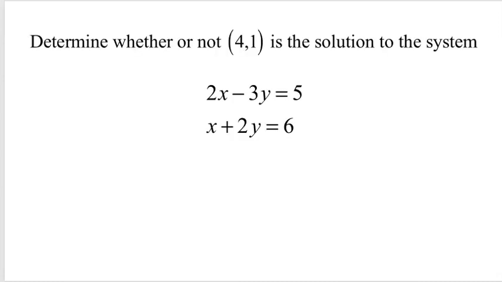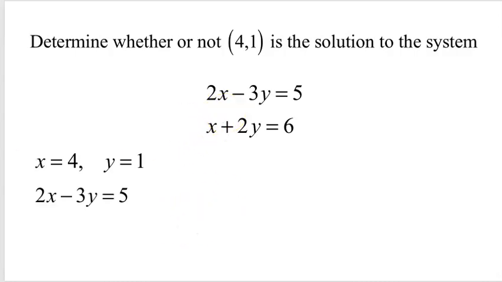We want to determine whether or not this system has a solution of (4, 1). So is (4, 1) on this line, and is (4, 1) on that line? If so, it is a solution to the system. So using x equals 4 and y equals 1, we're going to plug those into the equations to see if we get a true statement.